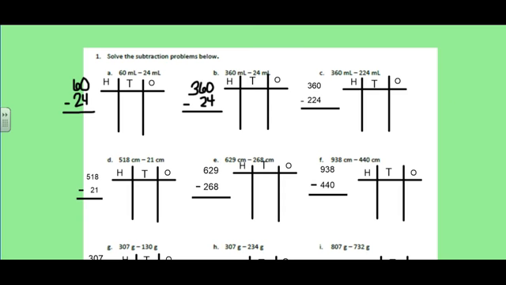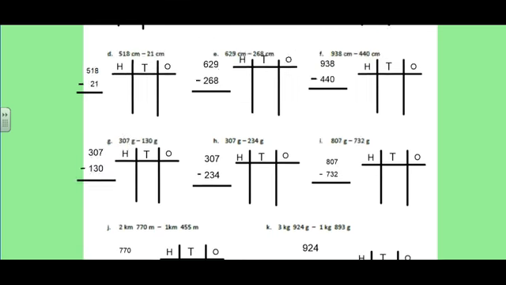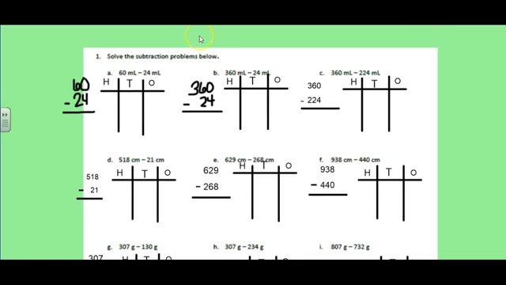Okay, so you should have all of your problems written and your place value charts drawn, so we're ready to get started. Our first problem is 60 minus 24, so we're going to come over here to the tens place and put 6 in the tens place, and we've got 0 ones, so we're going to put 0 ones in the ones place. So now we're ready to start working it out.